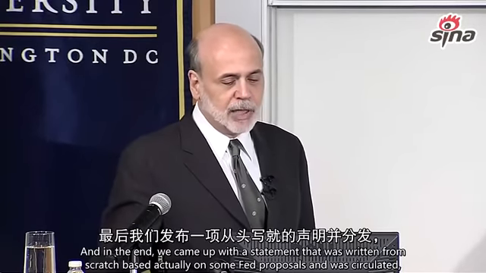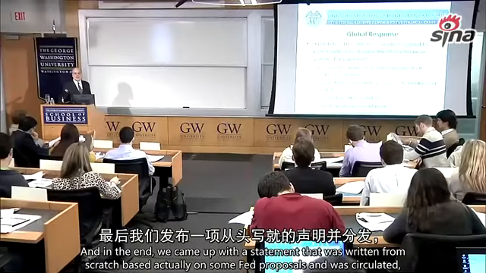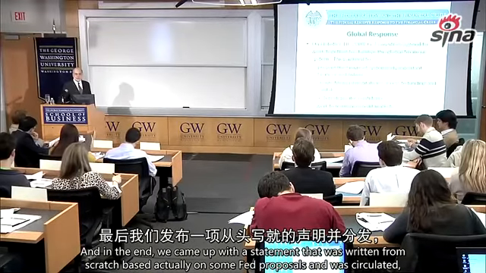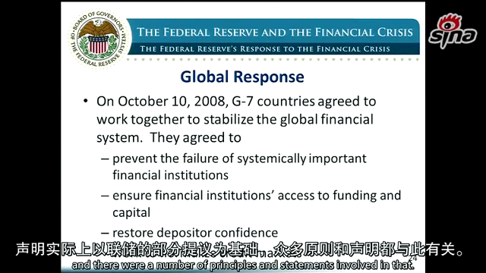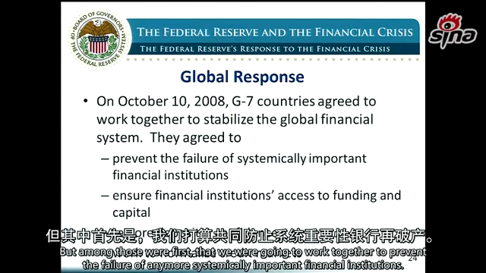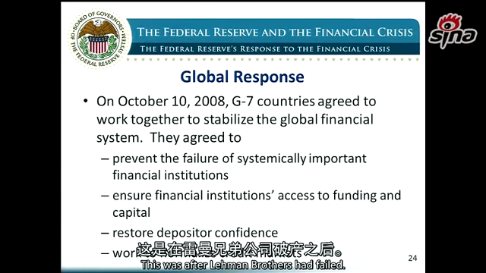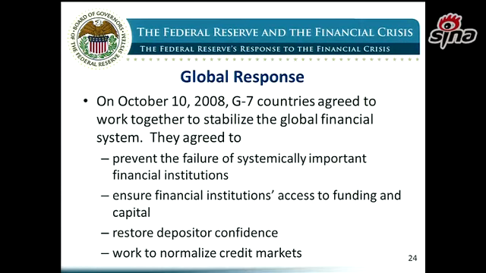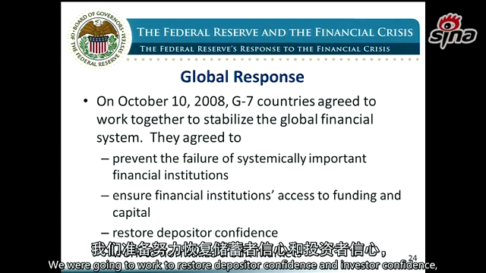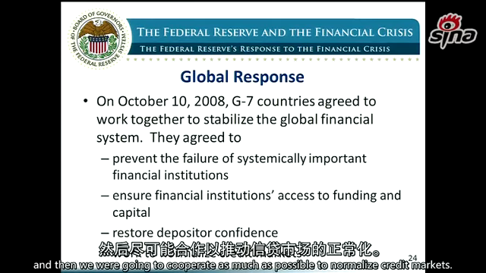And in the end, we came up with a statement that was written from scratch, based actually on some Fed proposals, and was circulated. There were a number of principles and statements involved in that. But among those were, first, that we were going to work together to prevent the failure of any more systemically important financial institutions. This was after Lehman Brothers had failed. We were going to make sure that banks and other financial institutions had access to funding from central banks and capital from governments. We were going to work to restore depositor confidence and investor confidence. And then we were going to cooperate as much as possible to normalize credit markets.